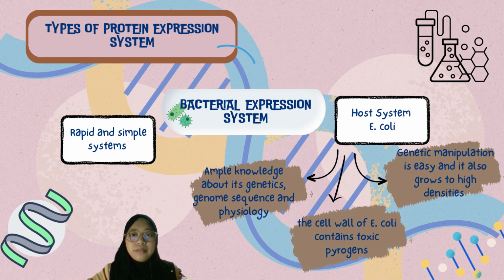The first type of protein expression system is the bacterial expression system. It is a rapid and simple system for expressing recombinant proteins due to the short doubling times. The most widely used host system is E. coli, since there is ample knowledge of its genetics, genome sequence, and physiology. Genetic manipulation is easy, and it also grows in high densities and is suitable for large-scale fermentations.